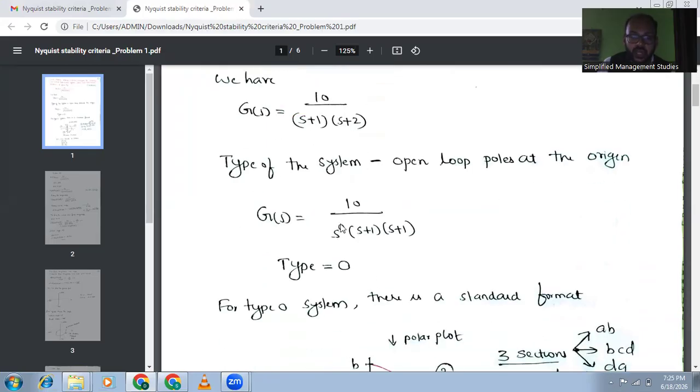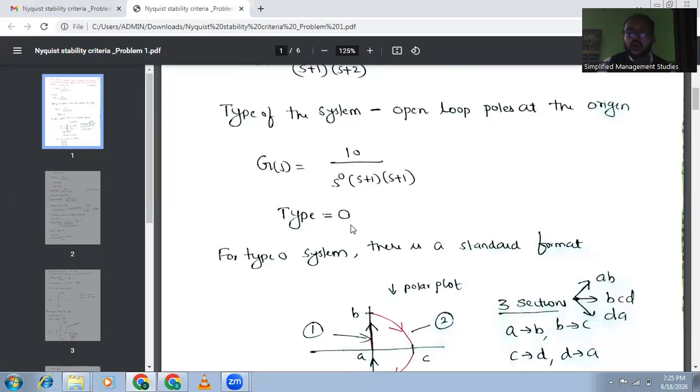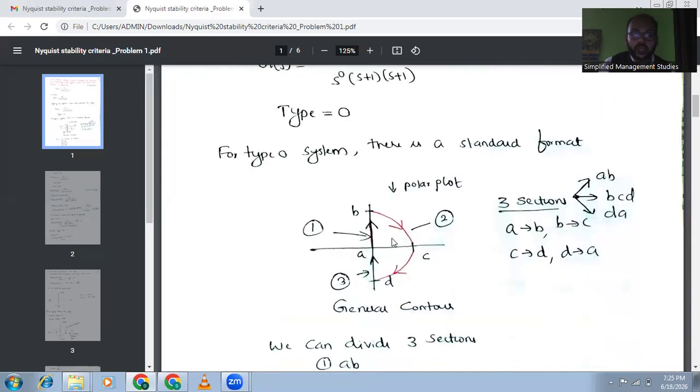Here, s to the power n. What is the value of n? n is equal to 0. Therefore, the type number of the system is equal to 0. So remember, for a type 0 system, the standard polar plot is given in this particular fashion. You have to remember this. For type 0, this is the case for the polar plot. So learn it by heart. For type 1 system, it is different. For type 2 also, it is different.